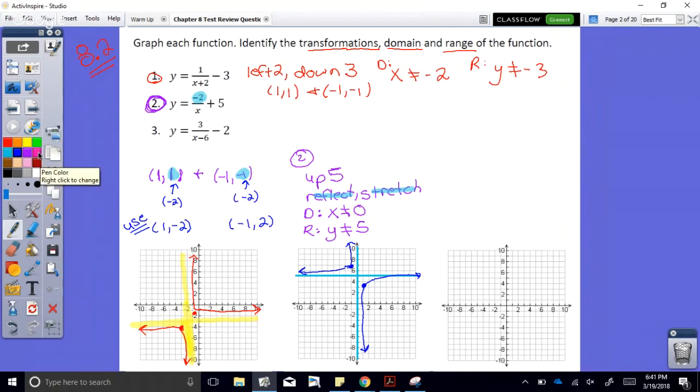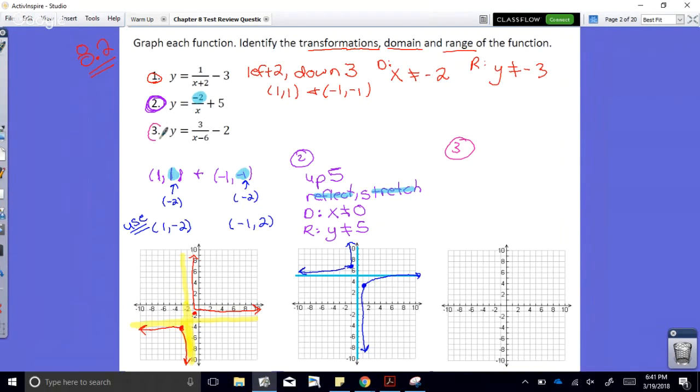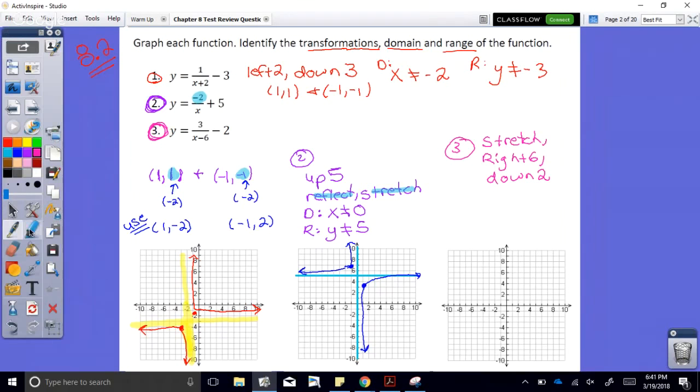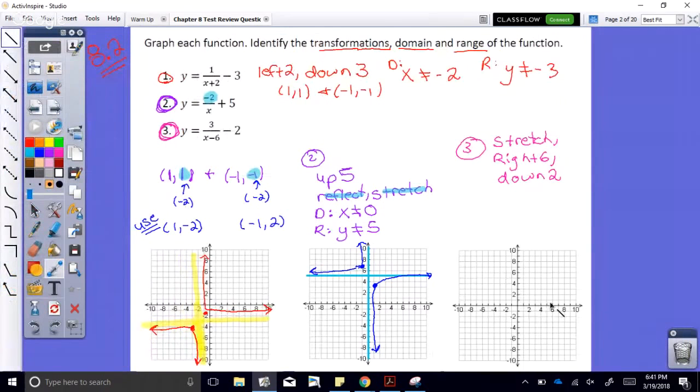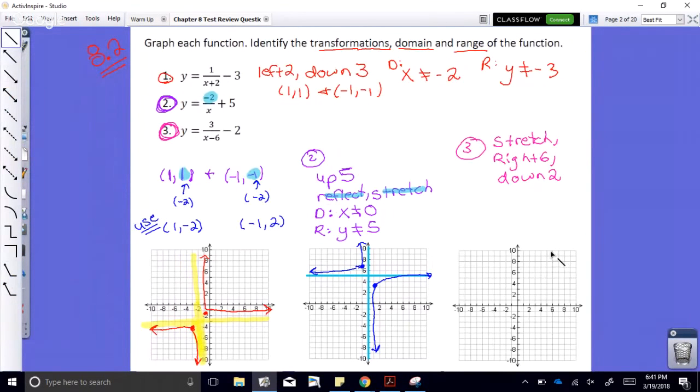Okay, so with that, we're going to do one more. Here's number 3. This time there's a ×3, so it is going to stretch. However, since there's not a negative sign, it's not going to reflect. The -6 down with the x says that it's going to go to the right 6. And the -2 on the outside says that it's going to go down 2. So I'm going to start by drawing my asymptotes. Again, this time we're going to go to the right 6.